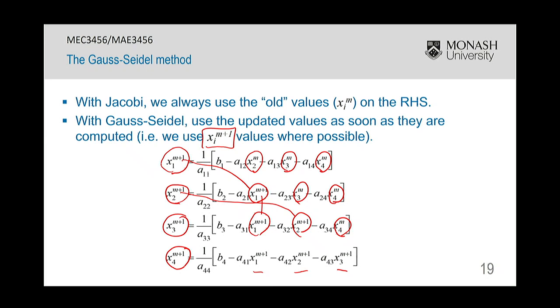Now this assumes that you're calculating these things one at a time. So that means you can't use MATLAB vector notation to do this computation because it will do all of them at the same time. So you can't use MATLAB vector notation to do Gauss-Seidel. You have to do it one unknown at a time.